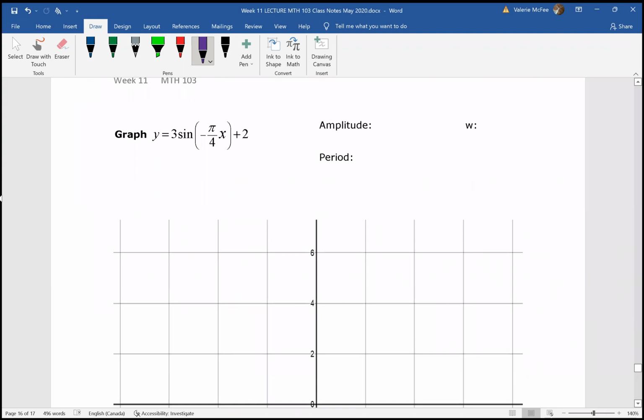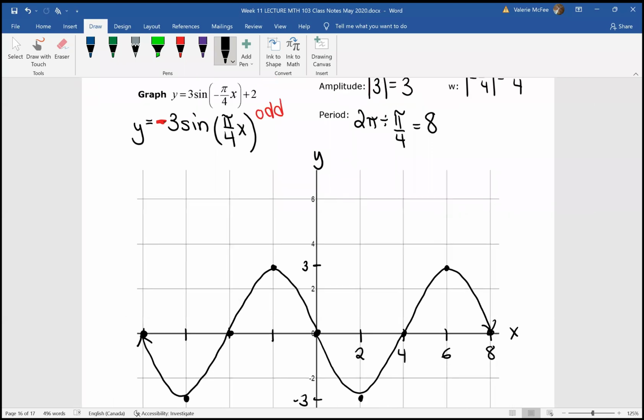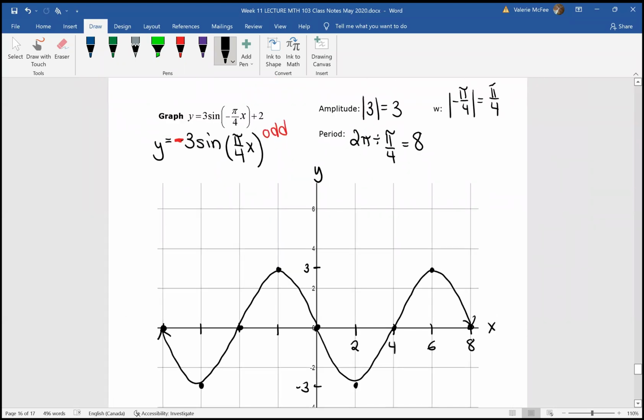I want you to graph y equals 3 times the sine of negative pi over 4x. Let's ignore the plus 2. I hope you remember that sine is an odd function. So we took that negative sign inside and moved it outside. So when we found our amplitude, after we put on our y-intercept, we knew we needed to go down to negative 3. So this is what you have so far.